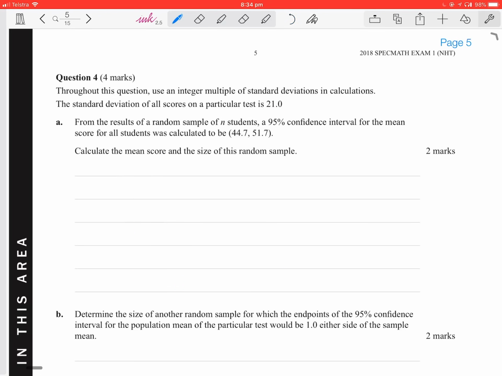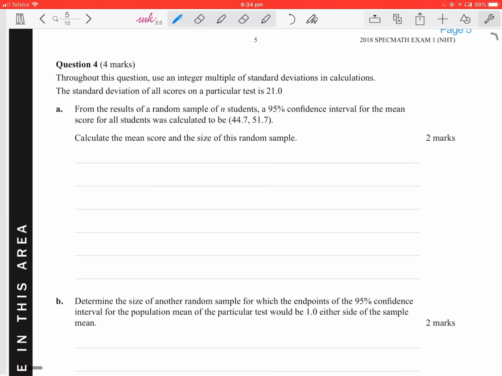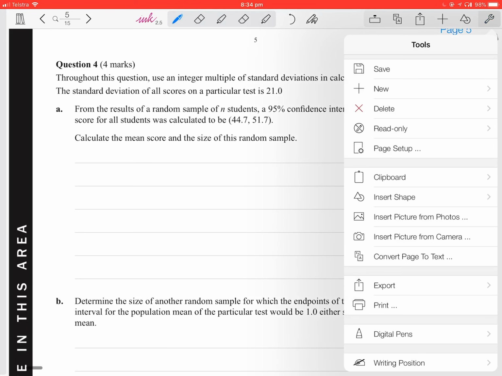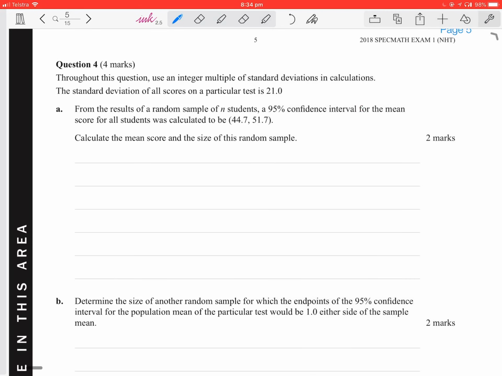Oops. That's really annoying. How do I undo my undo? Bloody hell. Okay, you know what I just did.